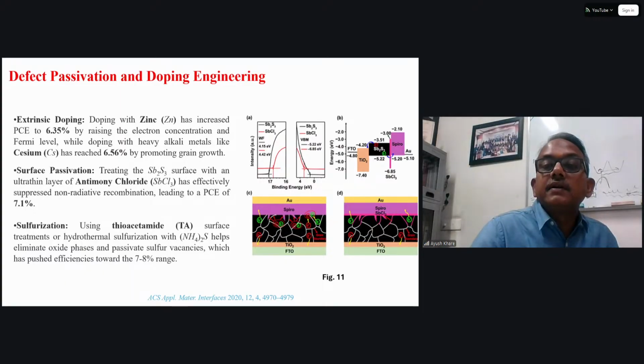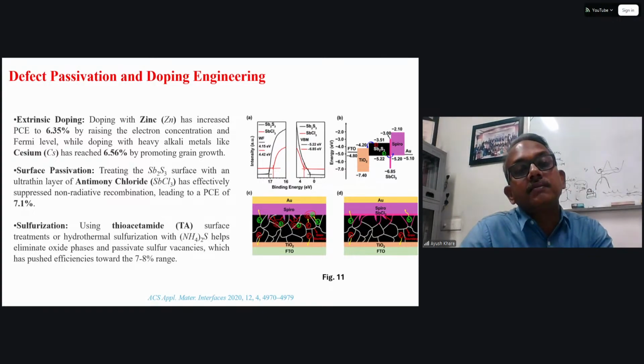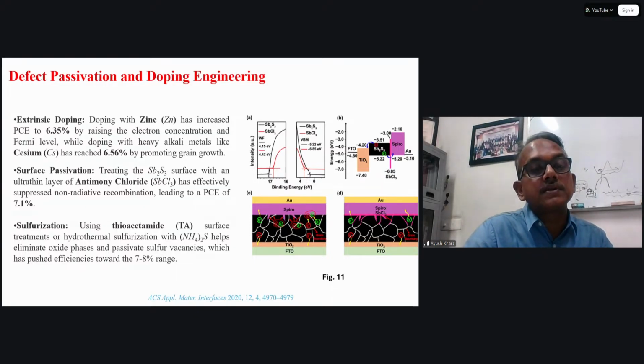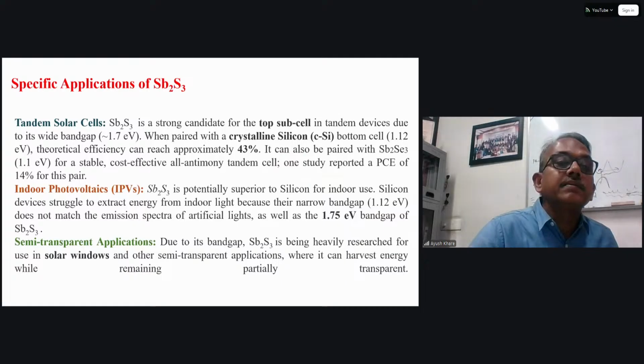Defect passivation also helps to improve the efficiency. It has been reported that if we dope the material with zinc, then efficiency can be improved from 6.35% to 6.56%. Surface passivation, removal of impurities from the surface, has also helped to achieve a good power conversion efficiency of 7.1%. And sulfurization has also helped to reach efficiency of up to 8%.